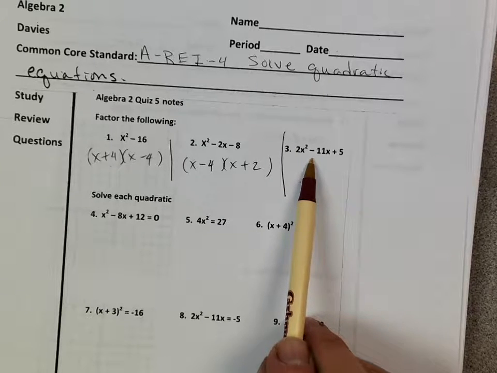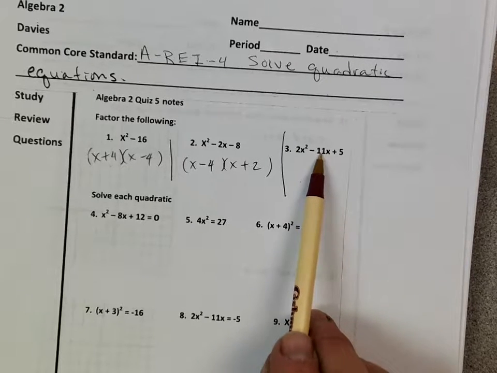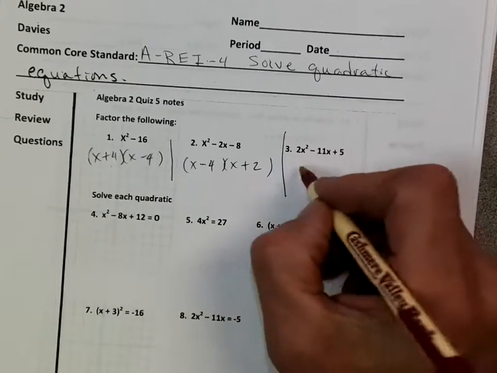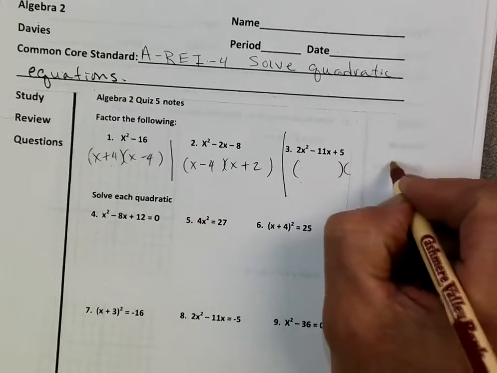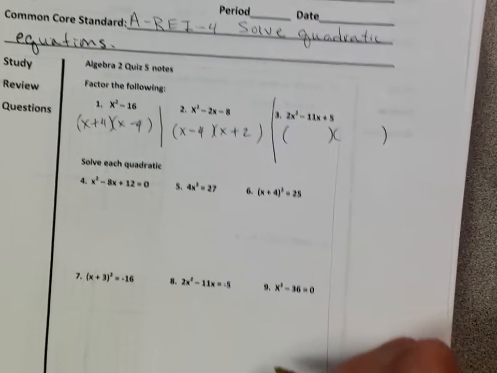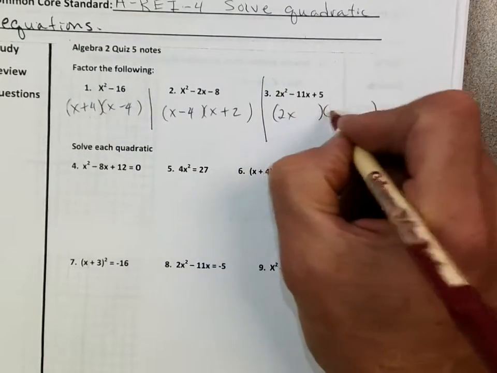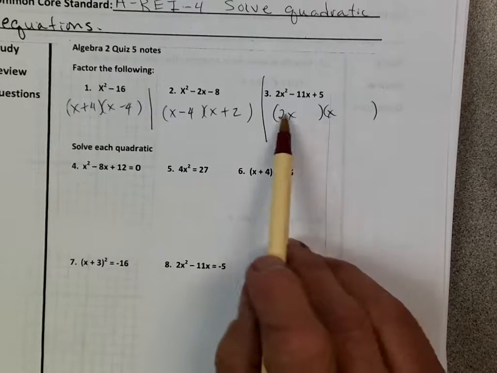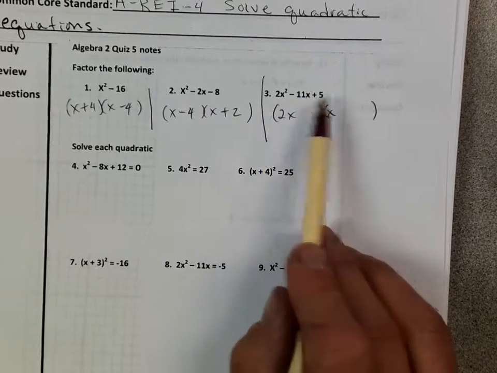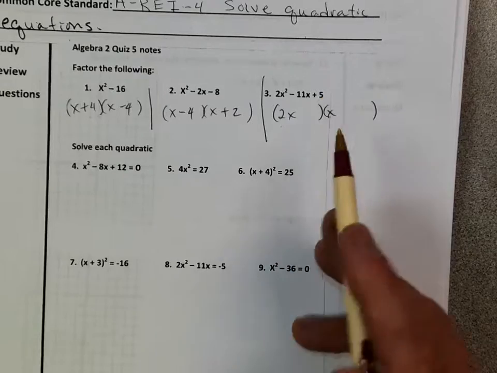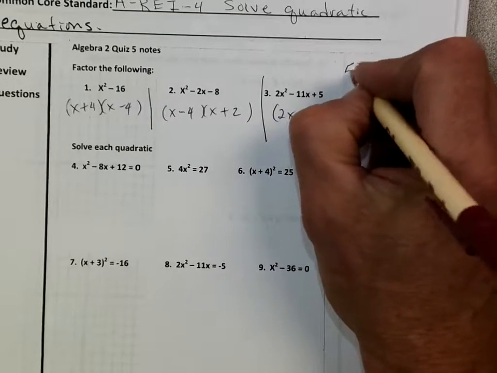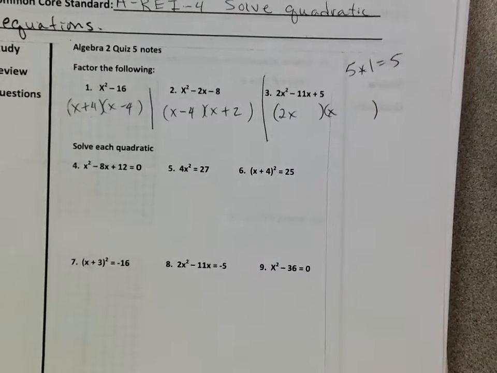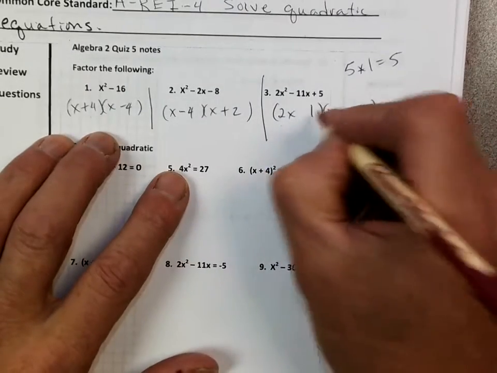Now number 3 gets a little bit harder because the multiples of 5 won't make an 11. But with the help of the 2, we can do it. So I'm going to go parentheses, parentheses, parentheses, parentheses, okay? I'm going to go 2x and x, right? Because that's the only way I can make an x squared. Now with the 5, I know the multiples of 5 are 5 and 1. But I got to put them in the right spots. I need to put the 1 here and the 5 here.